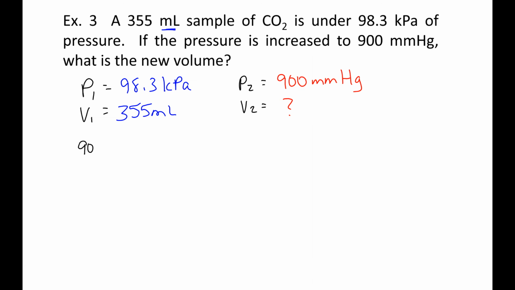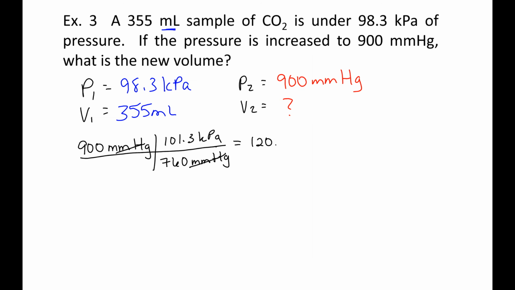So we're going to take 900 millimeters of mercury, do our little picket fence, so 760 millimeters of mercury, and 101.3 kPa. When we do that, we get 120 kPa. Okay, so I'm going to go ahead and scratch that out and put 120 kPa.